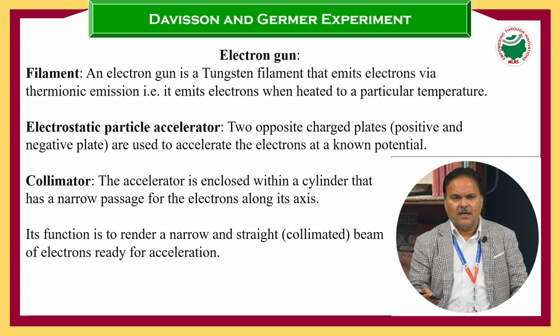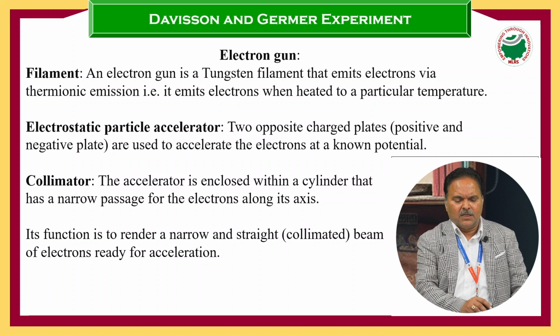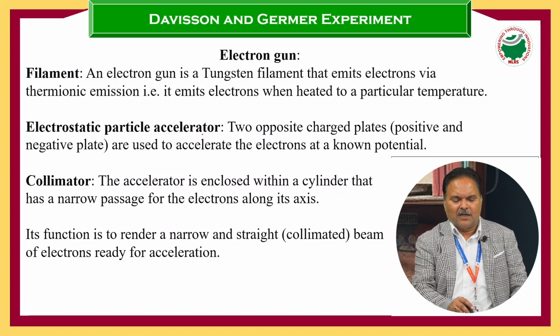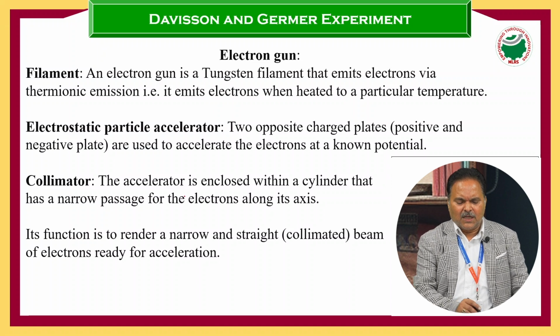The ejected electrons will pass through this electrostatic accelerator. This is a high potential application source. When this high potential is applied, the electrons will gain more kinetic energy. Then they will move from the starting point to the end point. At the end point, they will use a collimator.